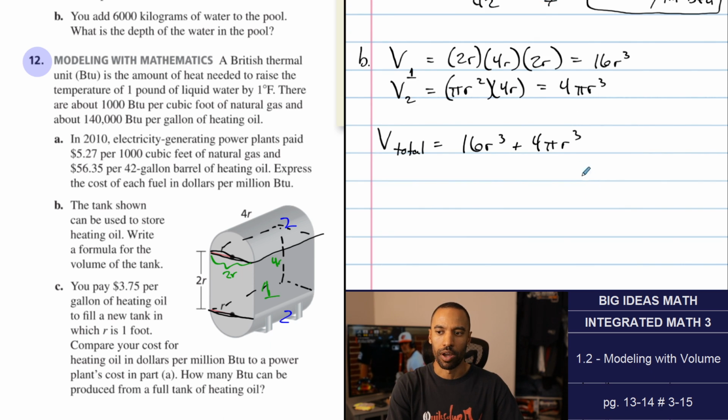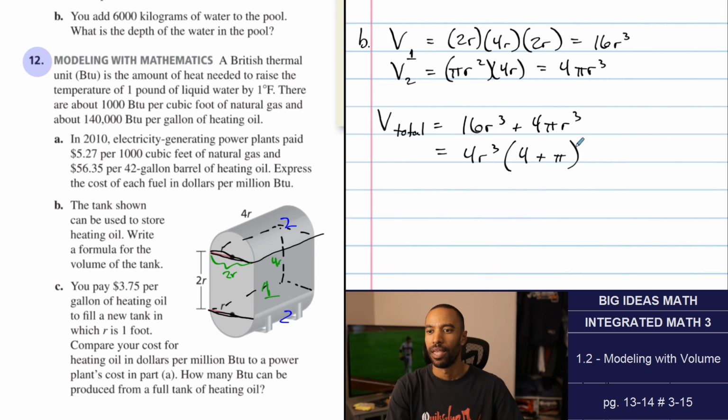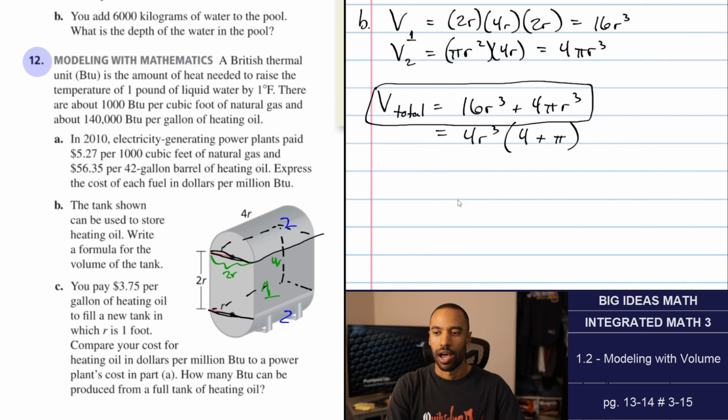Now that is just one version of what we could write. If I wanted to do a common factor thing, I don't know if this will help or hurt, but if I factor out a 4r cubed from here, I'd have 4 plus pi, which is kind of interesting. I'm just writing both of them for now. But that's a good volume of the total like that.